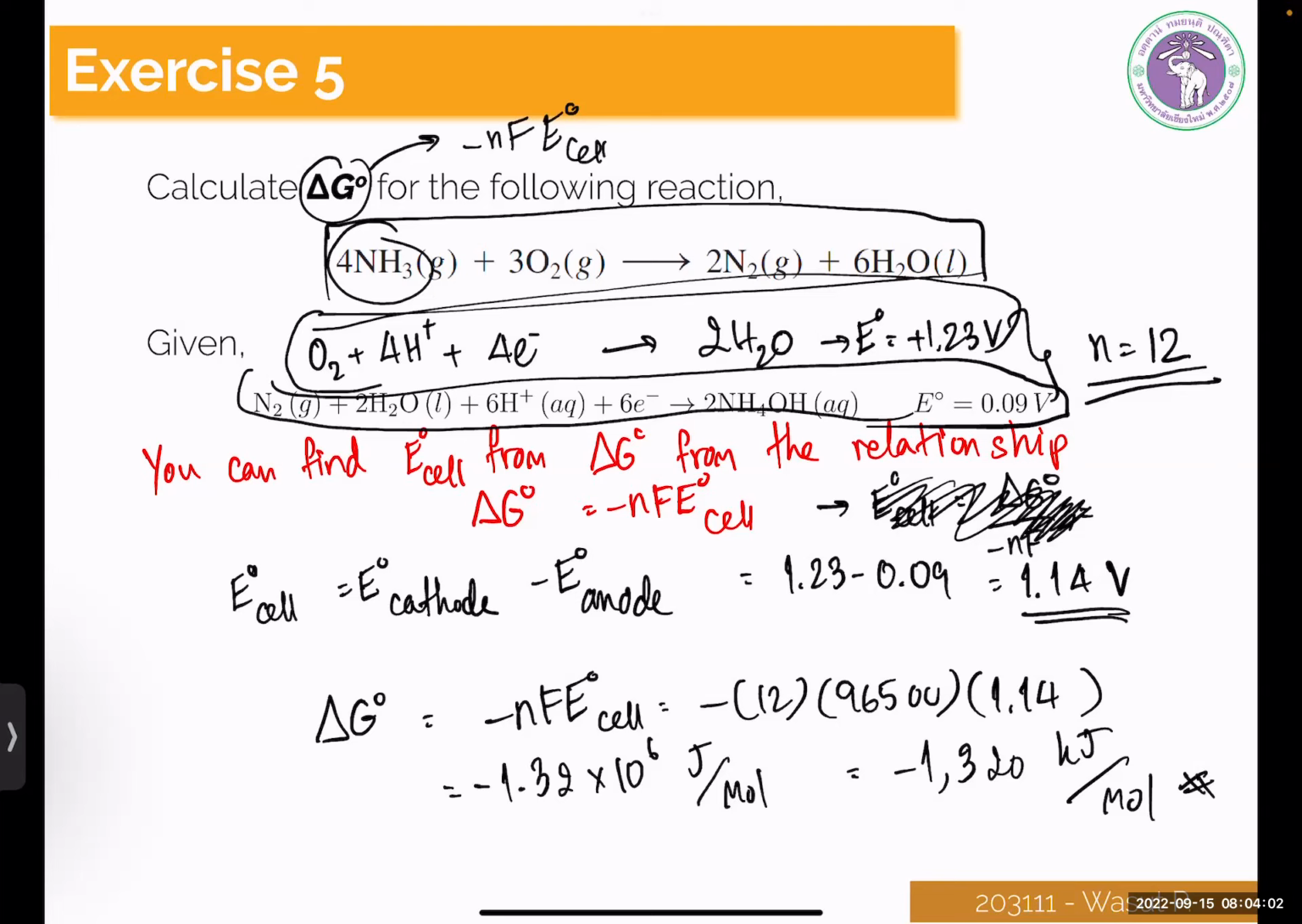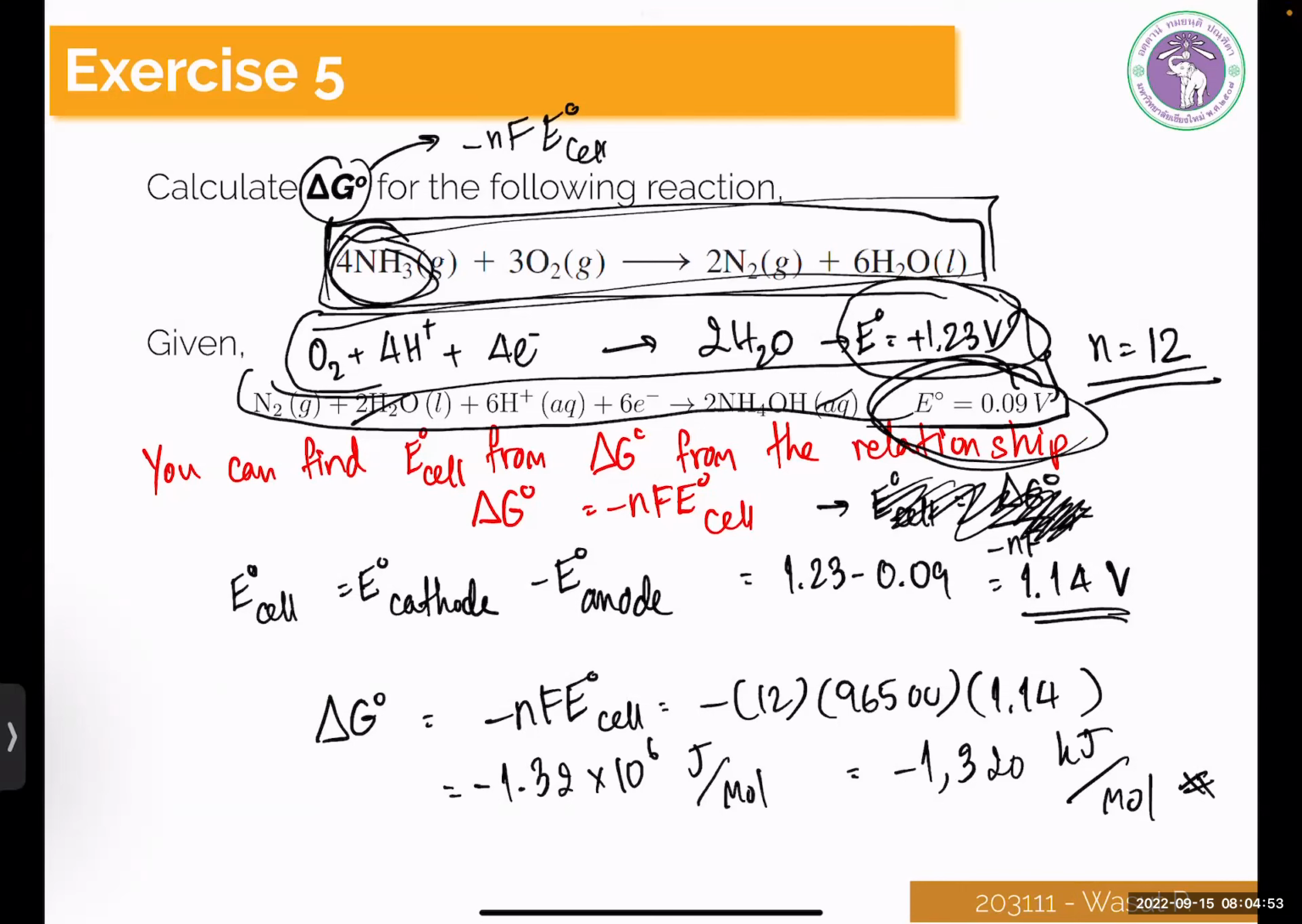So which one will be my anode and which one will be my cathode in this case? The ammonia half cell or the oxygen half cell? The ammonia will be my anode, right? Because it has lower E naught value. So my oxygen half cell, which has higher value of E naught, will be my cathode.